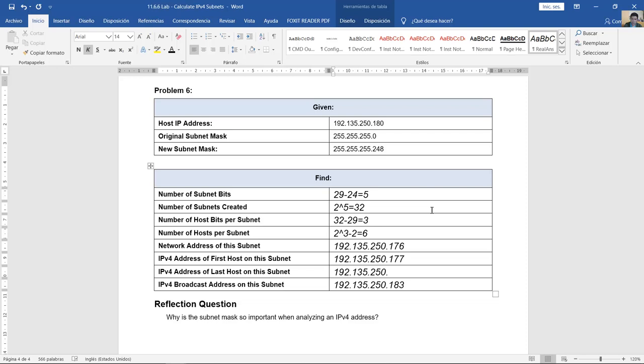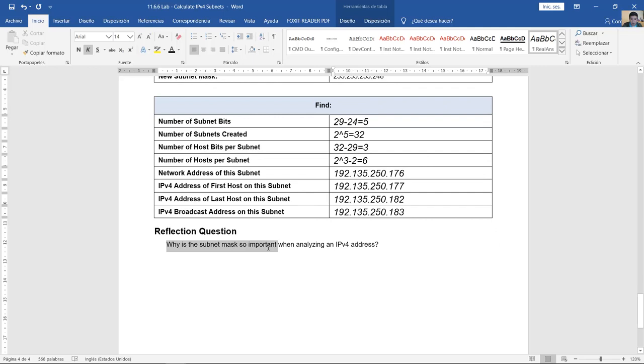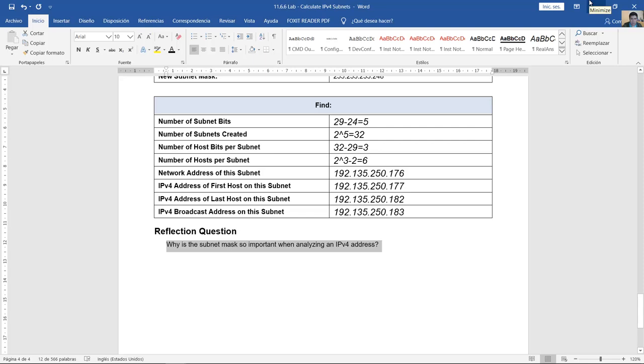Why is the subnet mask so important when analyzing an IPv4 address? The subnet mask determines everything about the address: the network, the number of host bits, number of hosts, and the broadcast address. Looking at an IPv4 address tells you nothing. You need the subnet mask to fill in all the important pieces of information.